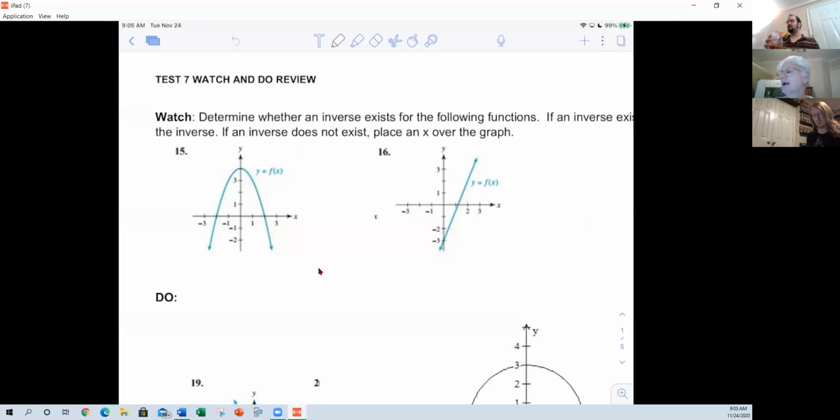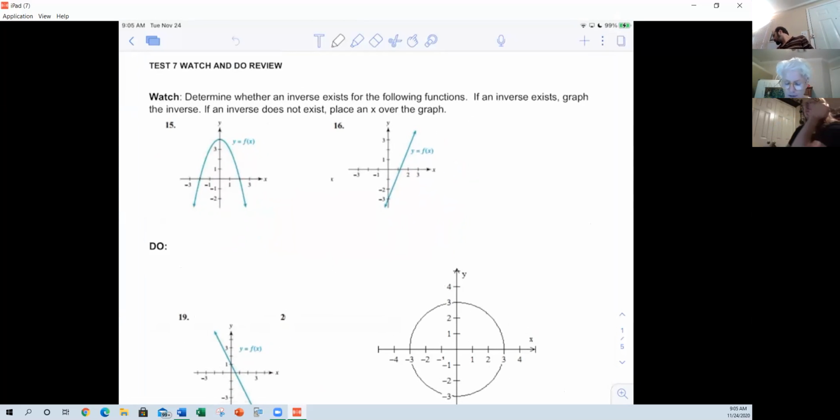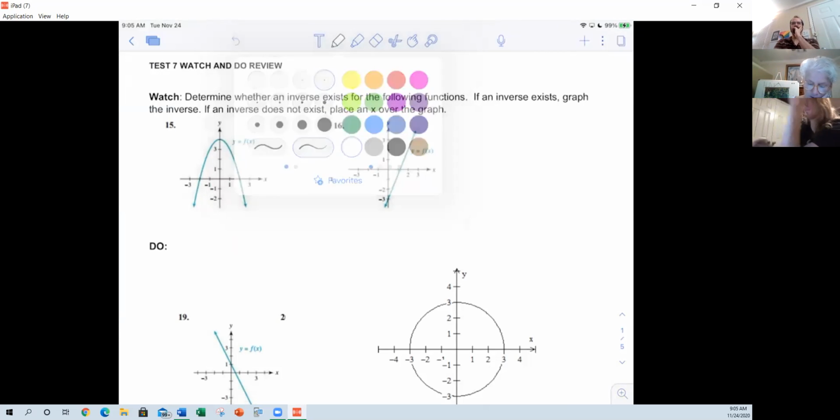Okay, so the first couple of questions involve inverses. And this one says, determine whether an inverse exists for the following function. There'll be one almost just like this on the test. And if an inverse does exist, graph the inverse. And if it doesn't exist, place an X over the graph. So this first one is a parabola. Will it have an inverse function? Yes or no? Feel free to chime in if you want to. And why or why not?